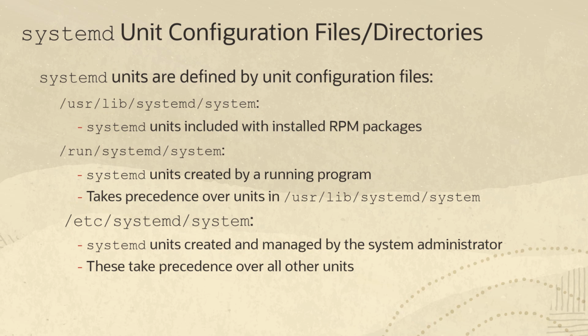Systemd units are defined by unit configuration files located in the directories listed. /usr/lib/systemd/system contains systemd units included with installed RPM packages. /run/systemd/system contains systemd units created by a running program. These take precedence over units in the usr lib directory. /etc/systemd/system contains systemd units created and managed by the system administrator. These take precedence over units in all other directories.